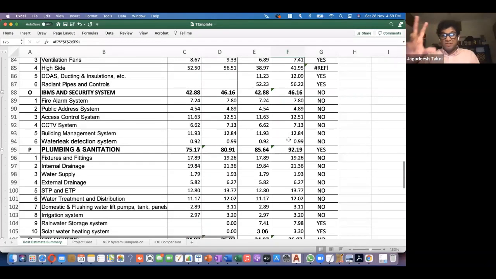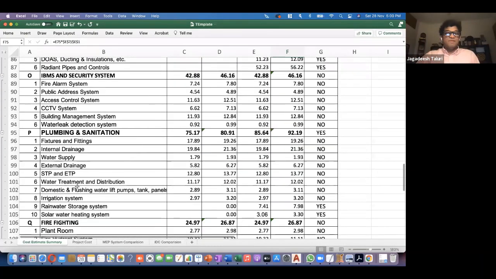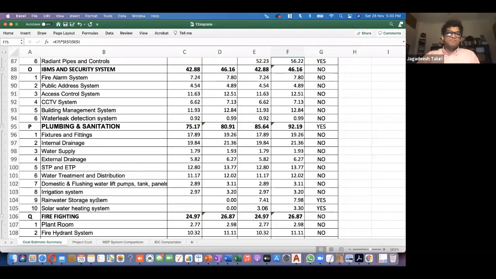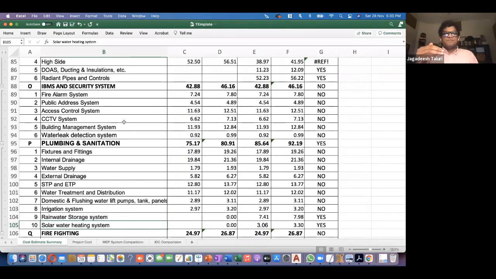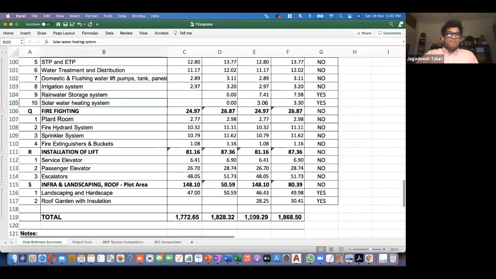So basically all these savings will give you the additional benefit to be able to build the irrigation system, the rainwater storage system, the solar system, and the IBMS system. Whatever you have saved, you will be able to use that money to get all these systems which are not accounted for by the project partner, and yet come up with a decent sized building.